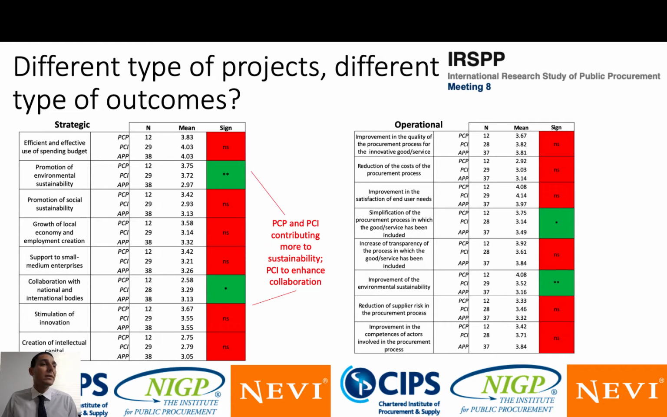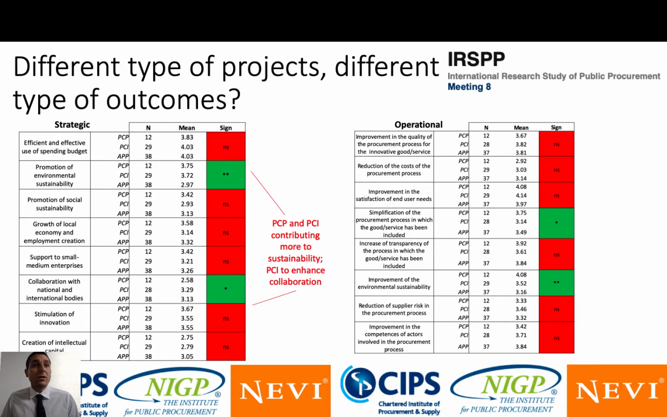That was quite surprising, as pre-commercial procurement and procurement for the commercialization of the innovation seem to contribute more to sustainability objectives compared to adaptive public procurement, while procurement for the commercialization of the innovation seems to contribute more to enhancing collaboration between national and international bodies compared to pre-commercial procurement and adaptive public procurement. And this is evident if you look at the mean of the respondents on this item for the different projects.